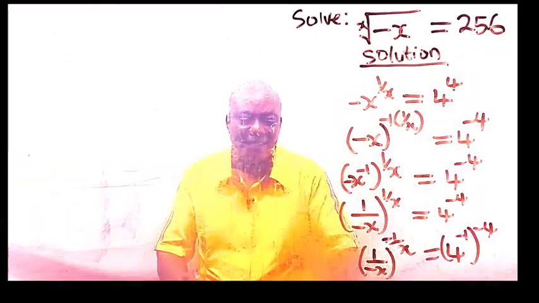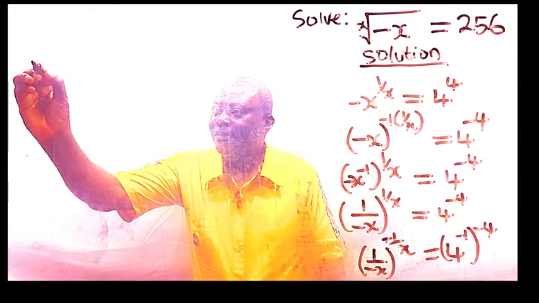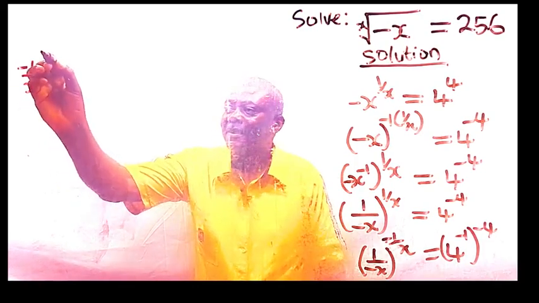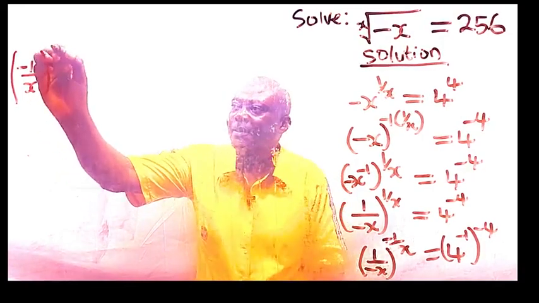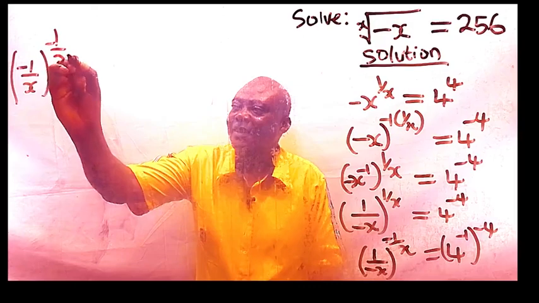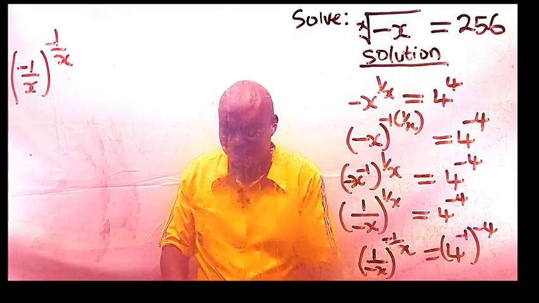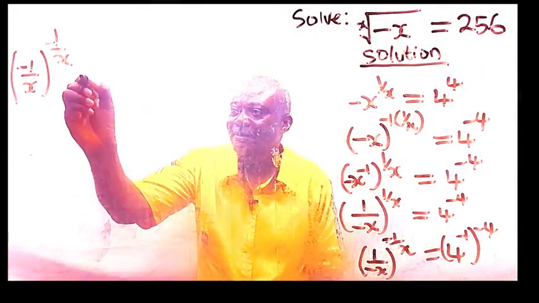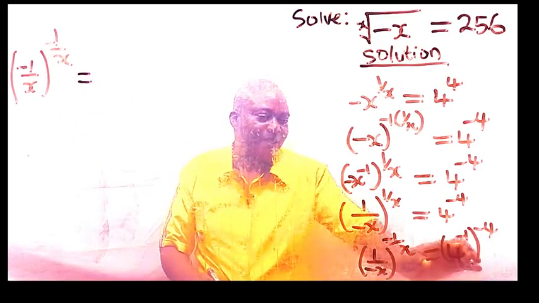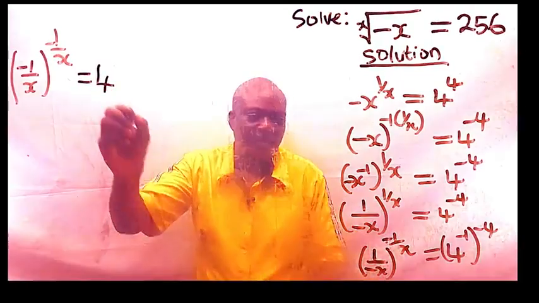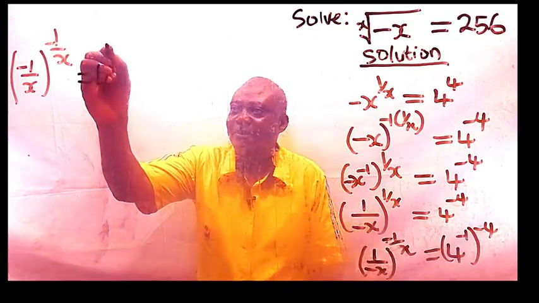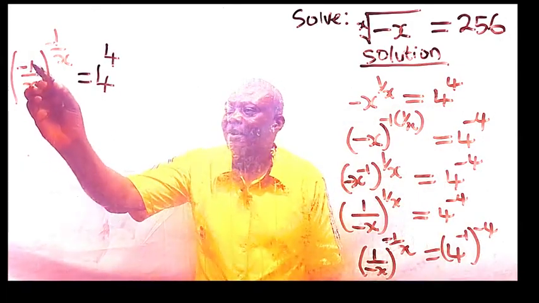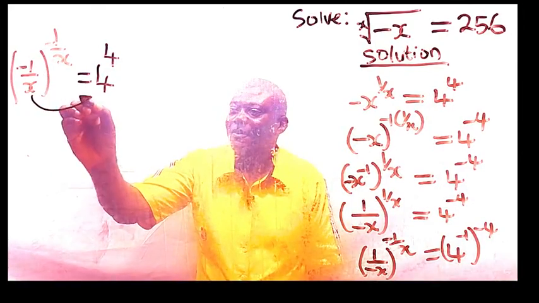So clearly, 1 of minus 1 over x to the power of minus 1 over x. So we achieve our end. The base and the power resemble, and it will be equal to the base here, which is 4, and minus and minus is plus, so you have 4. So in each situation, minus 1 over x is equal to 4.